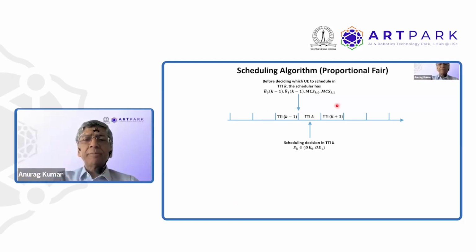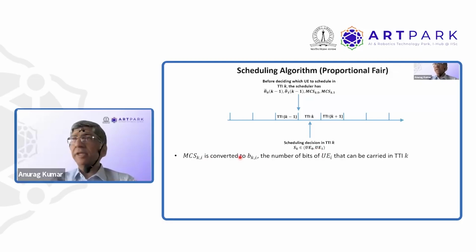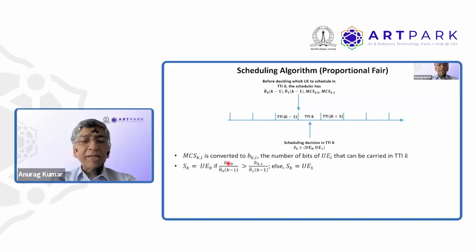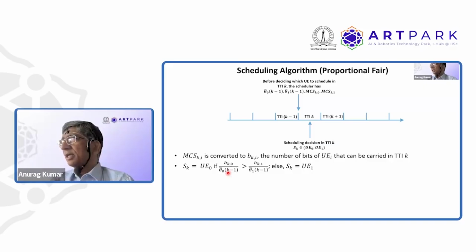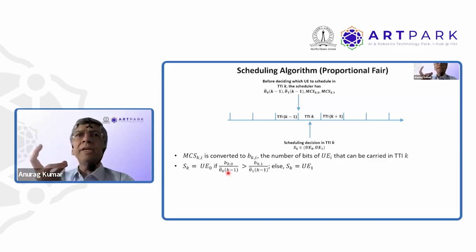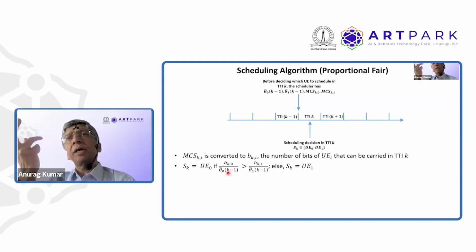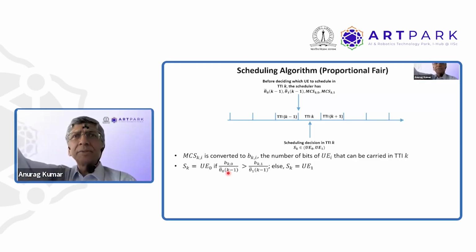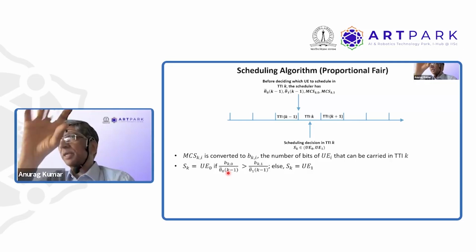So this picture is the same input, same action space, two possible actions. Again, convert the MCS to bits. But now what we do is we take the bits that each user gets and divide by the throughput it has got so far. Okay. And then schedule the user with the larger. These are called indices. This is called a scheduling index. So one possible scheduling approach is you calculate an index. Okay. Almost all schedulers that are used in practice have this mechanism.